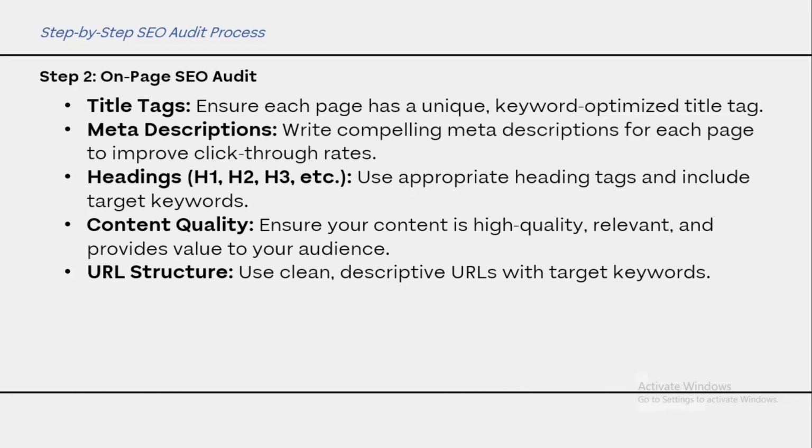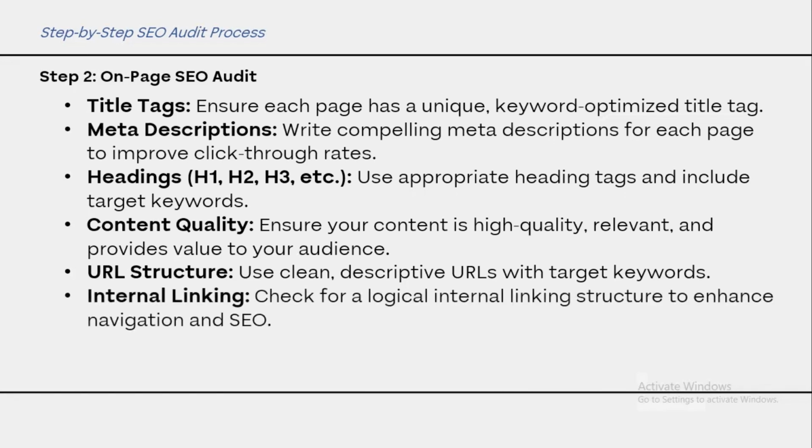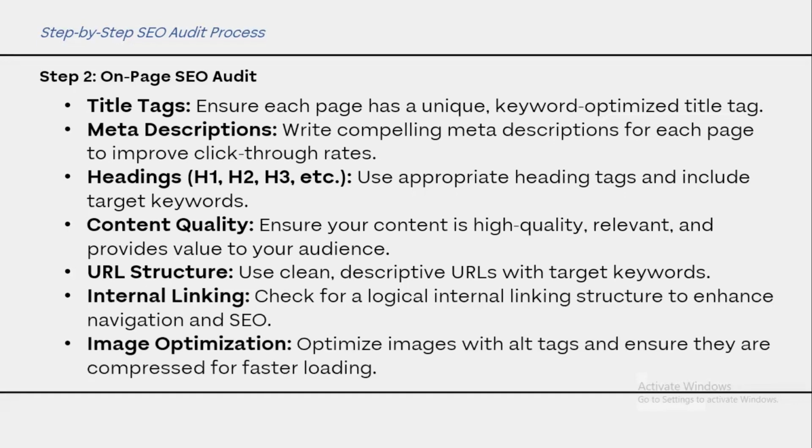All right. Then internal linking. Internal linking is very important, okay? So you check for a logical internal linking structure to enhance navigation and SEO. So make sure your pages are connected. Someone can basically navigate from one page to the other and back. Okay. If your website is a blogging website, ensure that you have internal links from similar thematic content. Then, last but not the least, on step 2, image optimization.